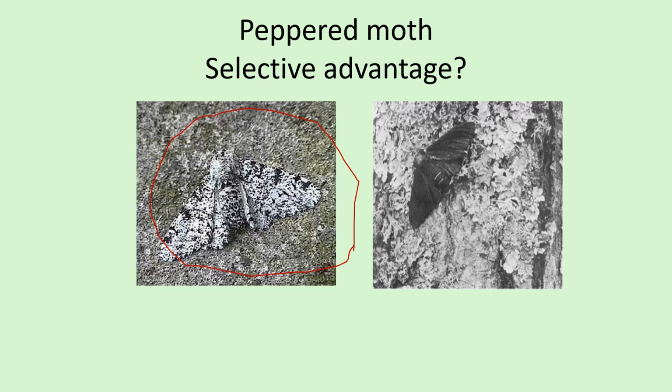The answer is because it's camouflaged, so it's less likely to be seen by its predators, whereas this one stands out, so it's more likely to be seen. Well done if you managed to get that.